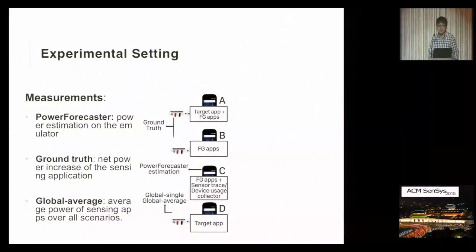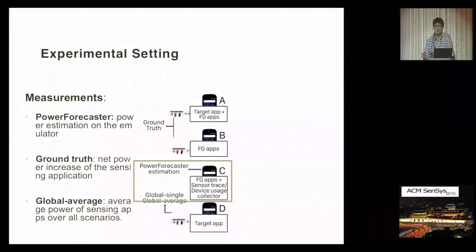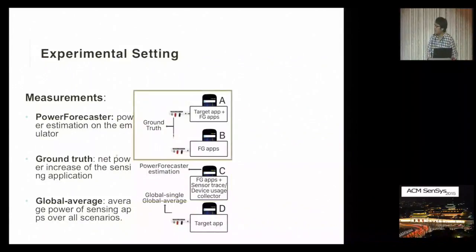For the estimation and the comparison, we used 4 phones and 3 power monitors at the same time. First, PowerForecaster. We collected the sensor trace and the device usage trace from a single phone, and we emulated the sensing application's power use with the collected trace. For the ground truth, we measured the power values from 2 power monitors, one for sensing applications and foreground applications, and the other for the foreground applications only. Then we take their difference as the ground truth.